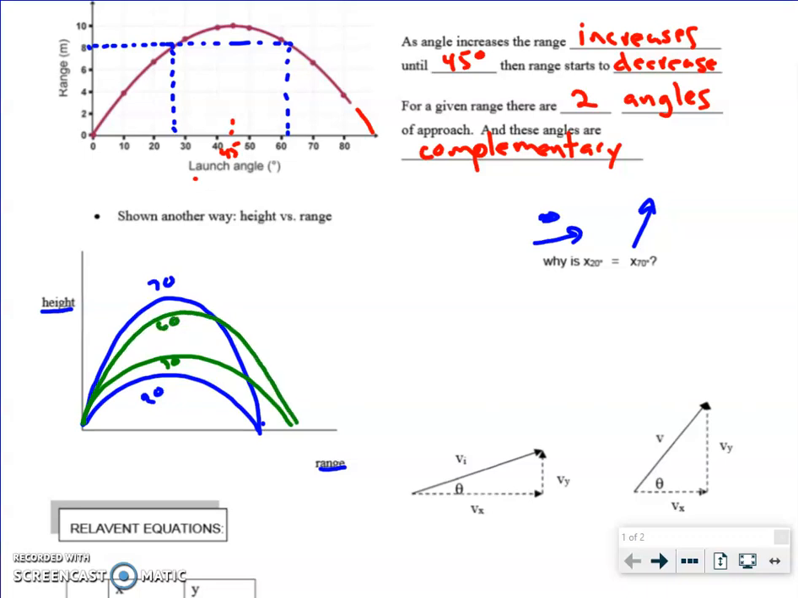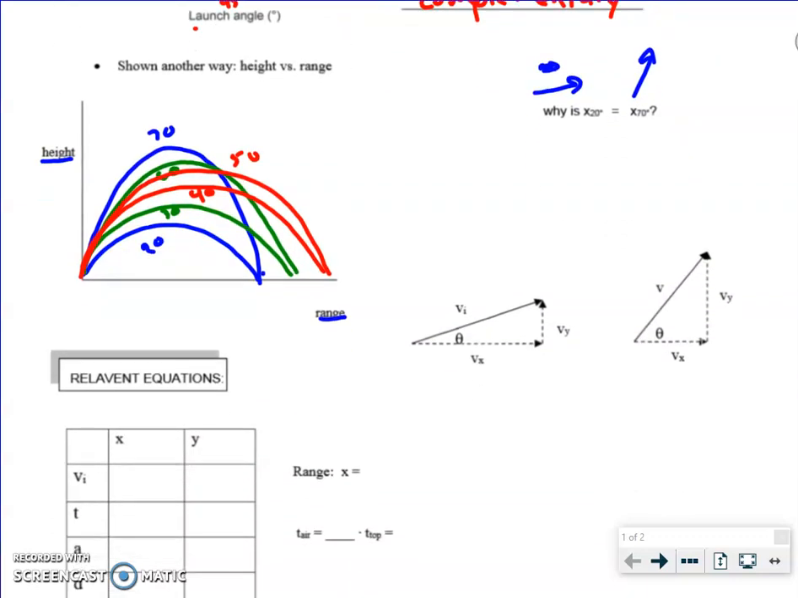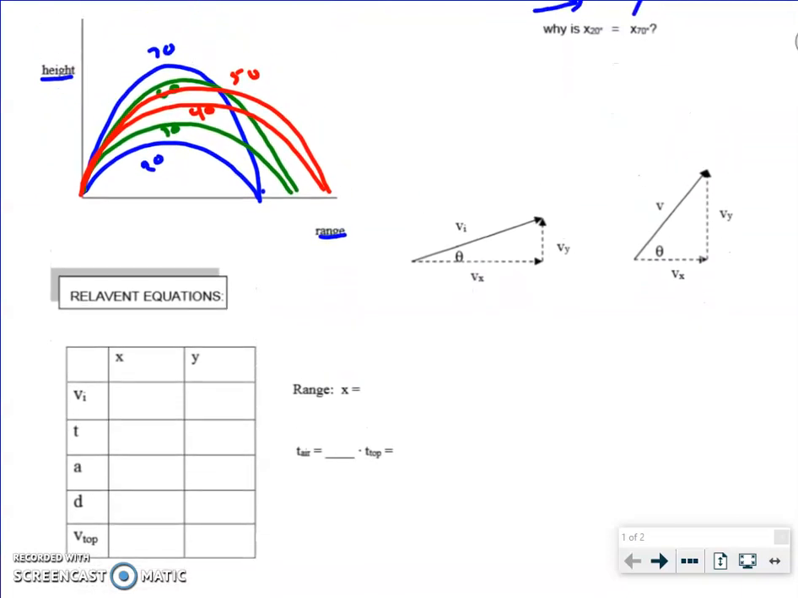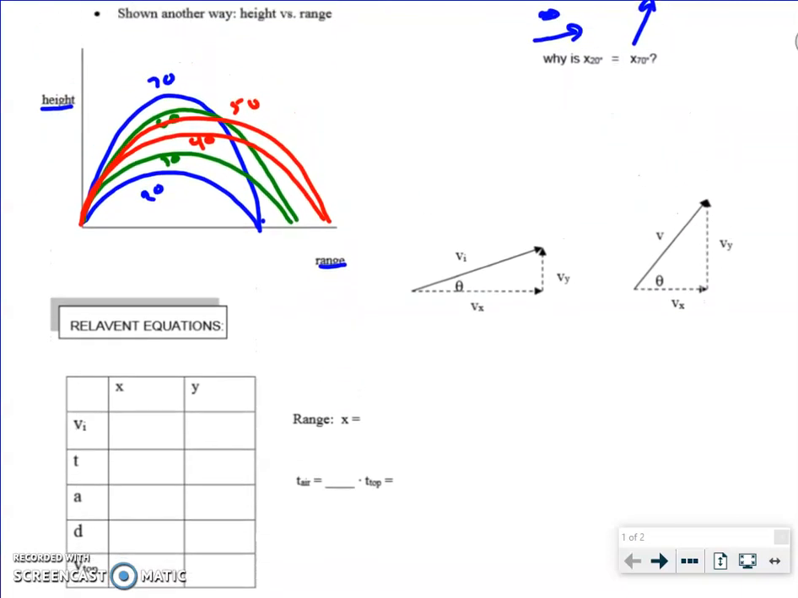And then if I do 40, it's going to go higher than 30, and further because it's closer to 45 degrees. And then if I do 50 degrees, it's going to fall between here, but go the same range as that. So it's an interesting way of looking at how different angles give you different ranges and different heights. And if we want to try to understand why that is, let me do a crude little thing. So here is 20 degrees, and here is 70 degrees. So why does 20 go the same as 70?